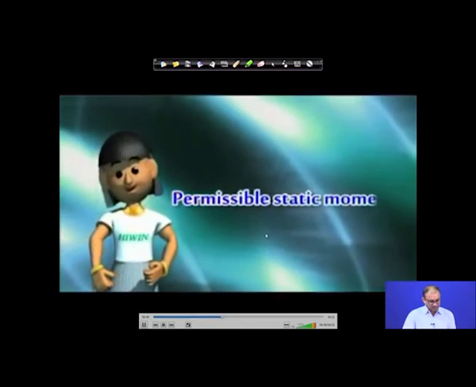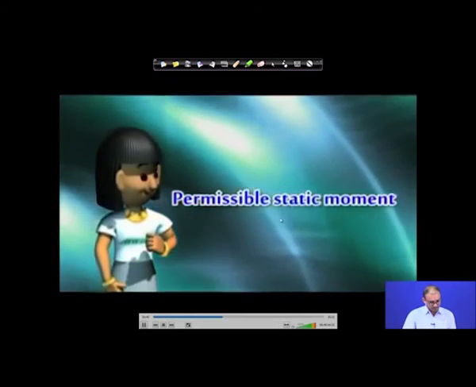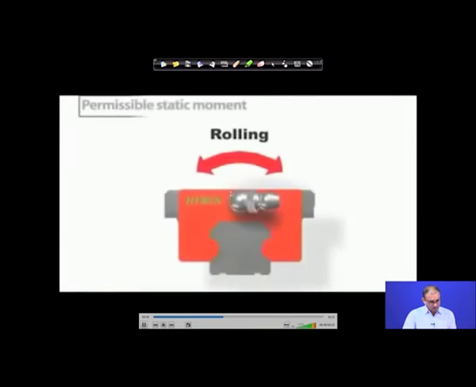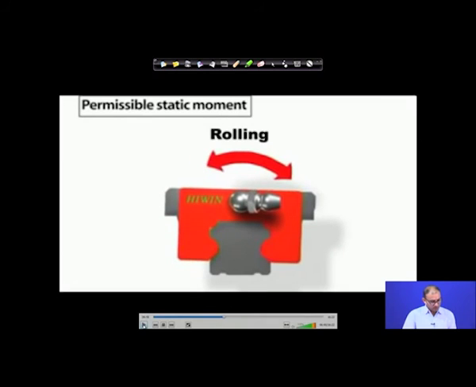Right. So, the second thing is the permissible static moment. Now these are the different moments. Earlier it was the load only, now it is a moment. So, it is a rolling moment. This is your vertical direction, and it is moving on left and right.